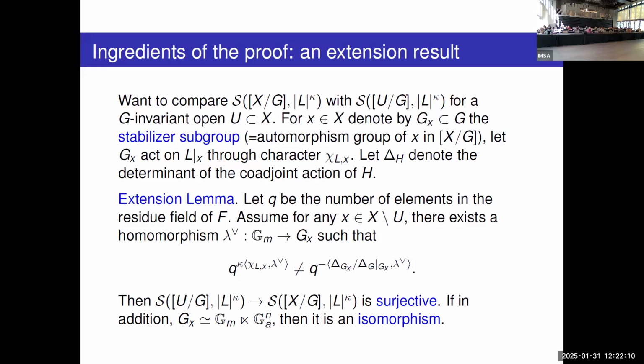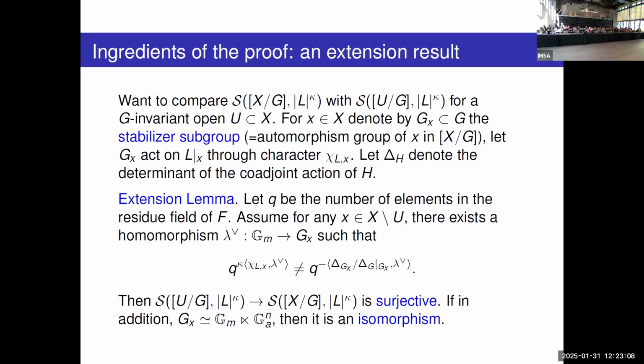What you do is you look at any element of the complement, and you assume that the stabilizer has a multiplicative subgroup, so it has some cocharacter lambda check. Then you compare two characters on this cocharacter of the stabilizer subgroup. One character comes from this line bundle L. For every point x, we can consider how the stabilizer group G_x acts on the fiber of this line bundle L at x, and this gives us one character. This is the character appearing on the left. On the other hand, there is some standard character coming from the adjoint action of the stabilizer subgroup. So this gives you a restriction on which powers of kappa you can consider.